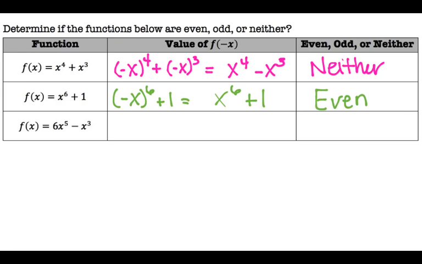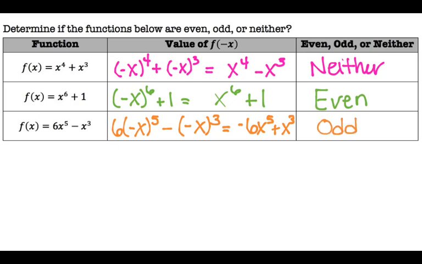6x to the fifth minus x to the third. I'm going to replace the x's with negative x. Negative x to the fifth is still negative because it's to an odd power, and when I multiply that by 6, I get negative 6x to the fifth. And then negative x to the third is negative x to the third, and when I have a minus a negative, it becomes a plus x to the third. So this is not the same as the original, but my 6 is now a negative, and my minus x to the third is now a plus x to the third. So all the signs change, so it's the exact opposite, which makes it odd.